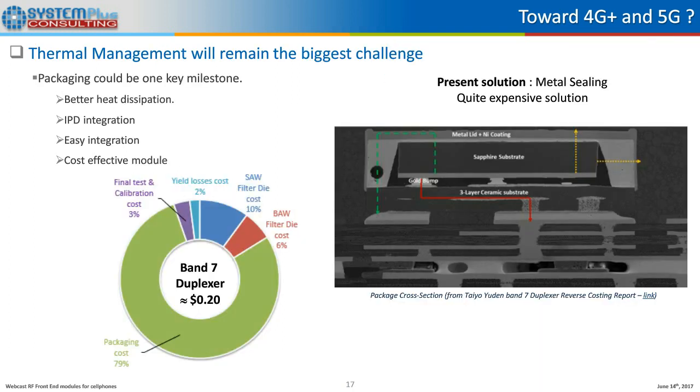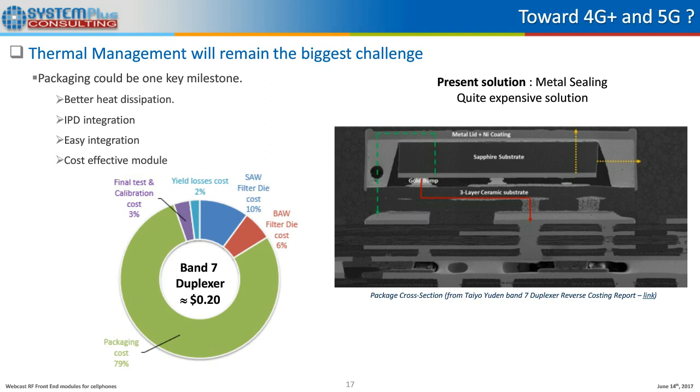The other challenges brought with 5G Plus and 4G Plus and 5G could be thermal management. In high band applications, for example, cost-expensive solutions like metal sealing are still privileged, and this type of package could take more than 70% of the cost, for example, in a band 7 duplexer, from Yole.